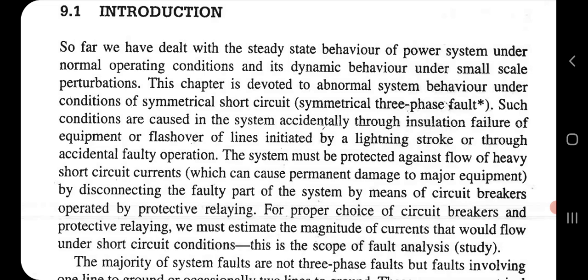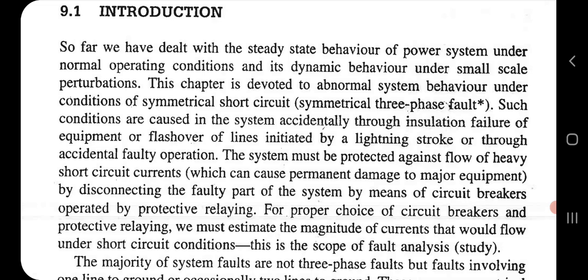If you see any failure, such as insulation failure in the equipment, that also leads to a fault. Or a flash or lightning stroke that strikes the transmission line, that also we call a fault. That fault will create a lot of problems. It disturbs the normal condition of the power system. So it is important that we break the faulty parts.